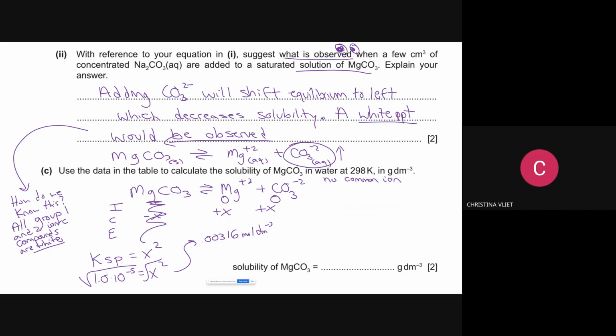Is that my final answer? No. How many marks out of the 2 do you think I have right now? 1. It's right. To get the second mark, what do I gotta do? Multiply by the molar mass. The molar mass of this is 84.3. So I multiply this by 84.3. And that gives me my final answer, which is 0.266 or 0.27. Minimum of 2 significant figures, because the data is going to have 2 significant figures, is why.